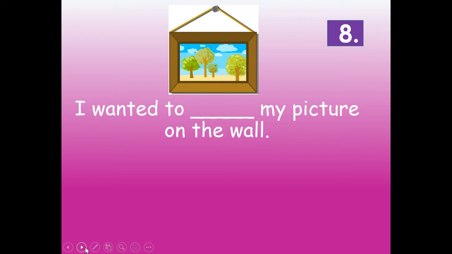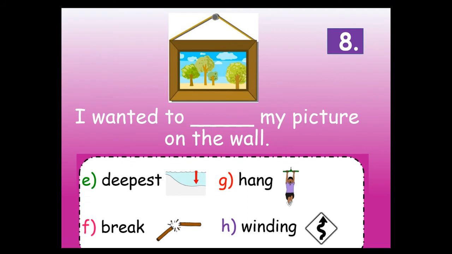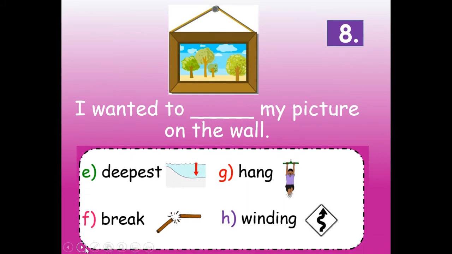I wanted to blank my picture on the wall. What makes the most sense given our picture clues and where the word is in the sentence? I wanted to deepest my picture on the wall. I wanted to break my picture on the wall. I wanted to hang my picture on the wall. Or I wanted to winding my picture on the wall.